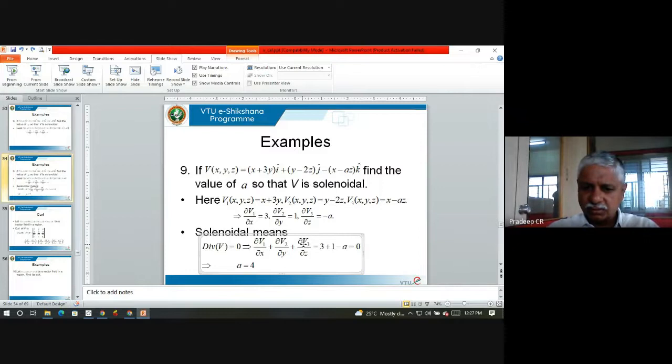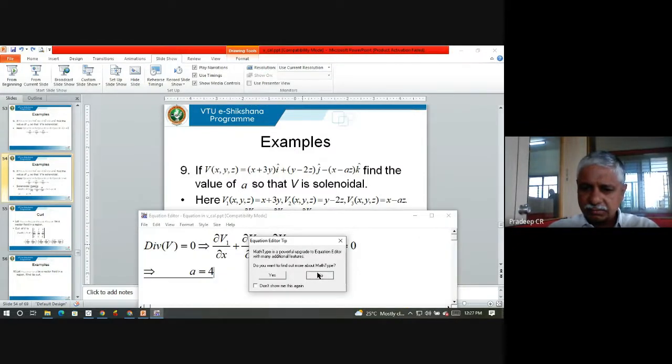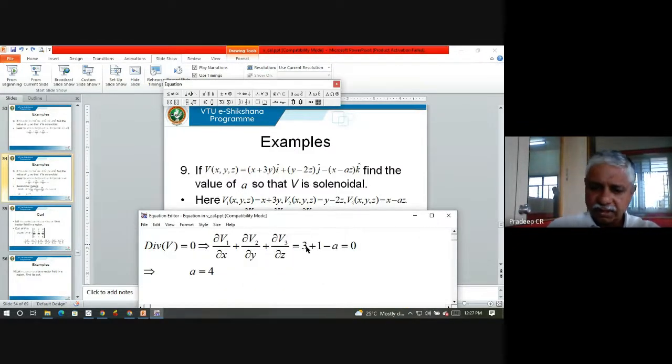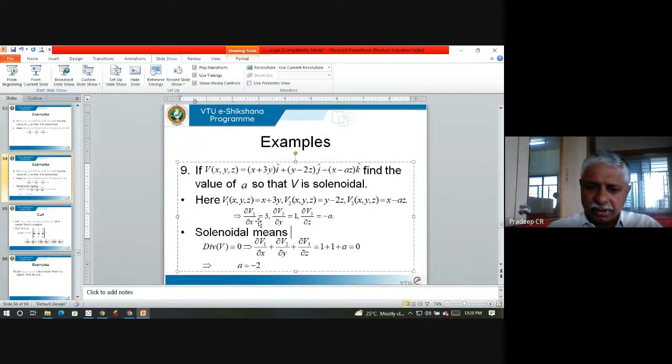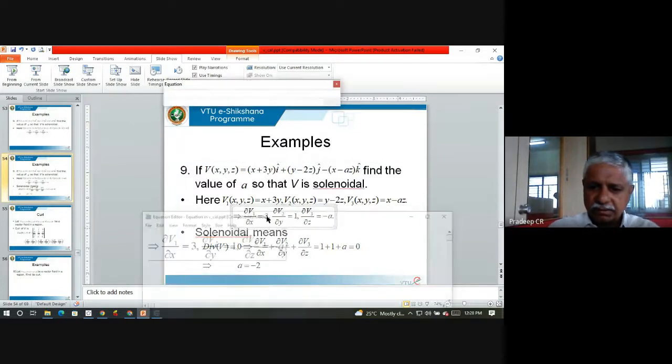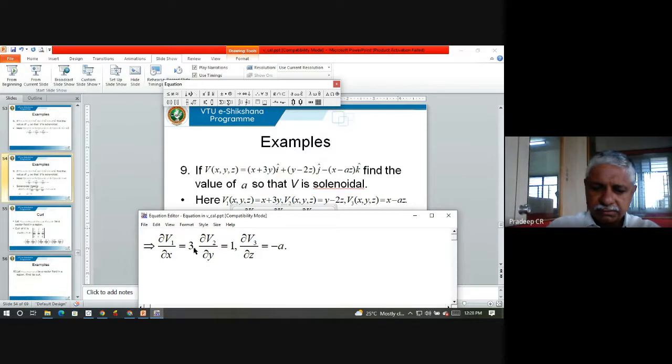So this is wrong. Oh, the final answer is correct. No, that is also correct. 1, 1 and plus A it is. It is 0, so A is equal to minus 2 is what it should have been. I think I made a mistake, but I have corrected it here. So del V1 by del X plus del V2 by del Y plus del V3 by del Z is, this is 1 and this is A. Oops.